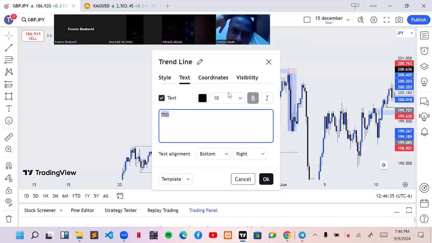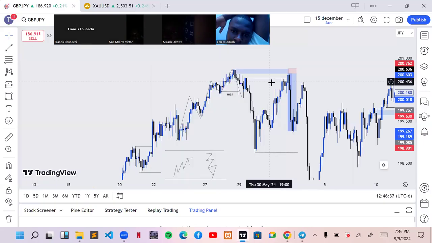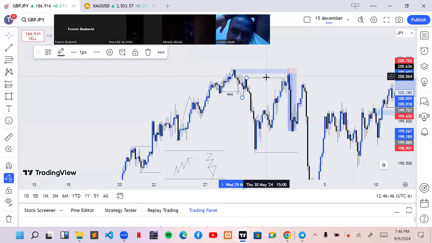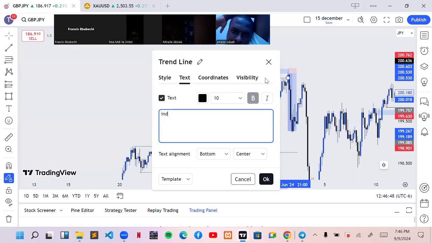And after that, the market made this first pullback. And what did I say? My first pullback is my liquidity, my inducement. This is the first pullback that the market made. So that is what my inducement is. I'll mark it with IND.